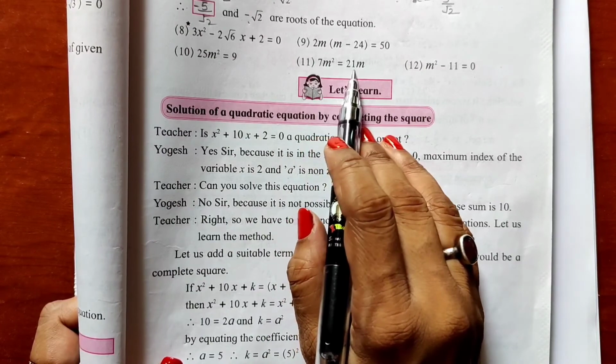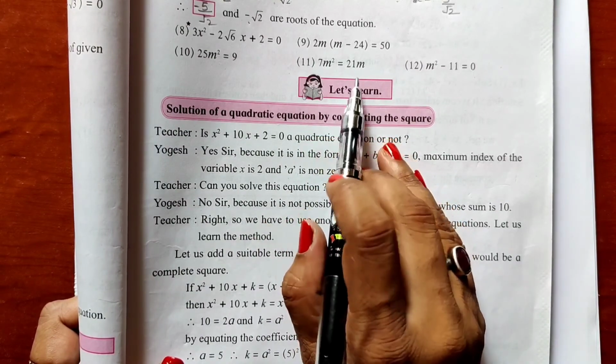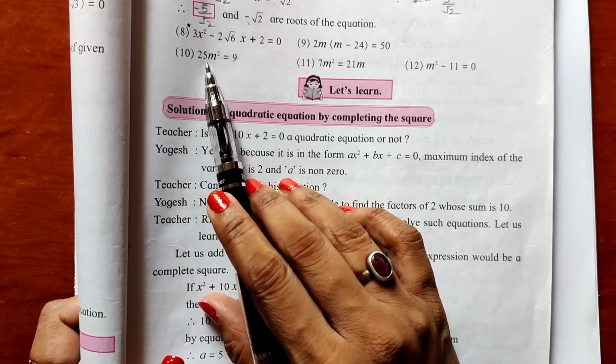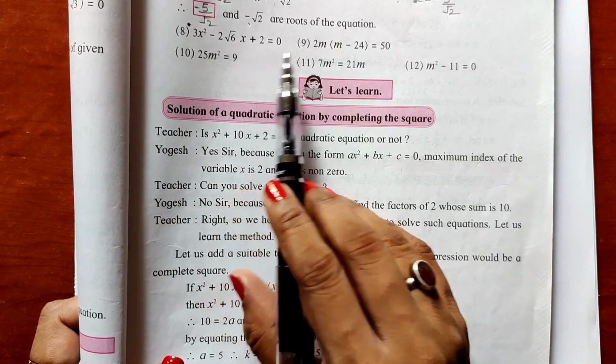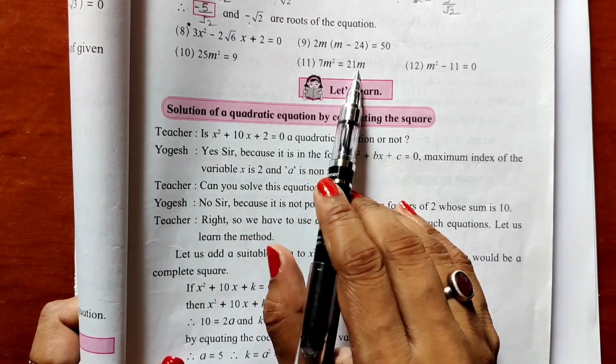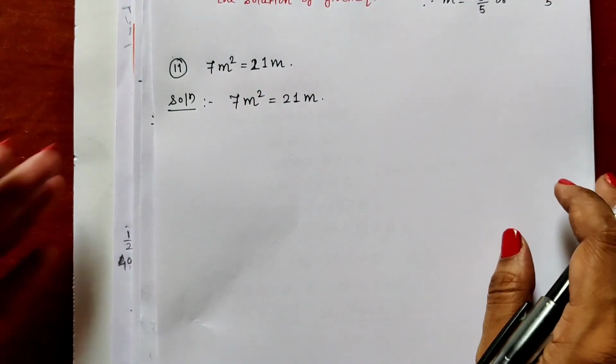Sum 11: 7m square is equal to 21m. In sum 10, the first term and constant term were given. In sum 11, the first term and middle term are given. The constant term is not given. So let us see how to solve this.